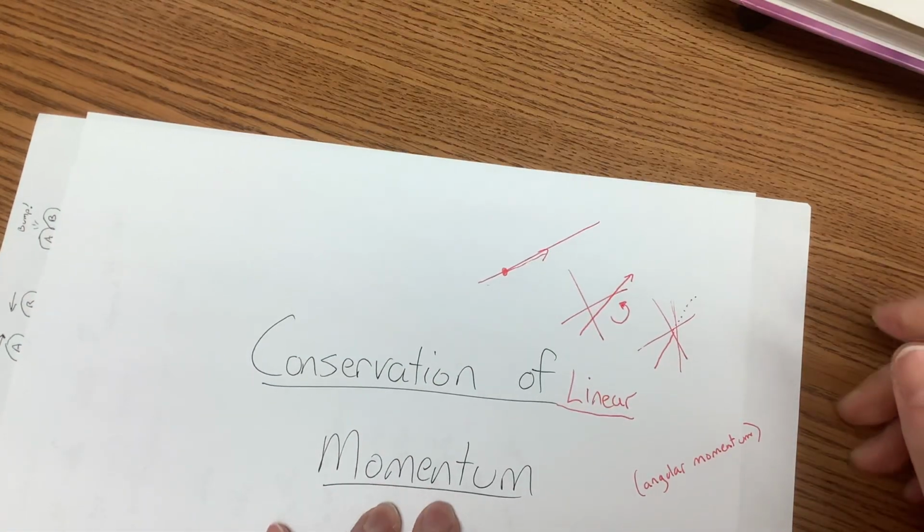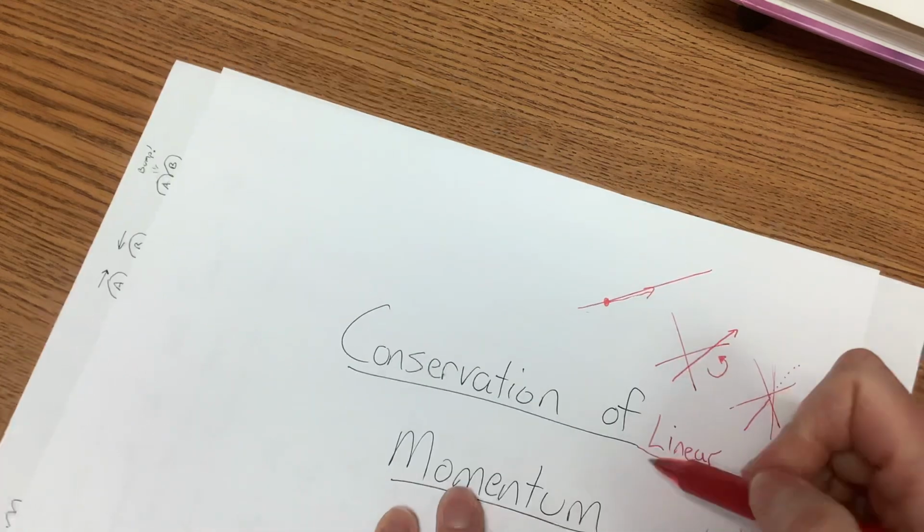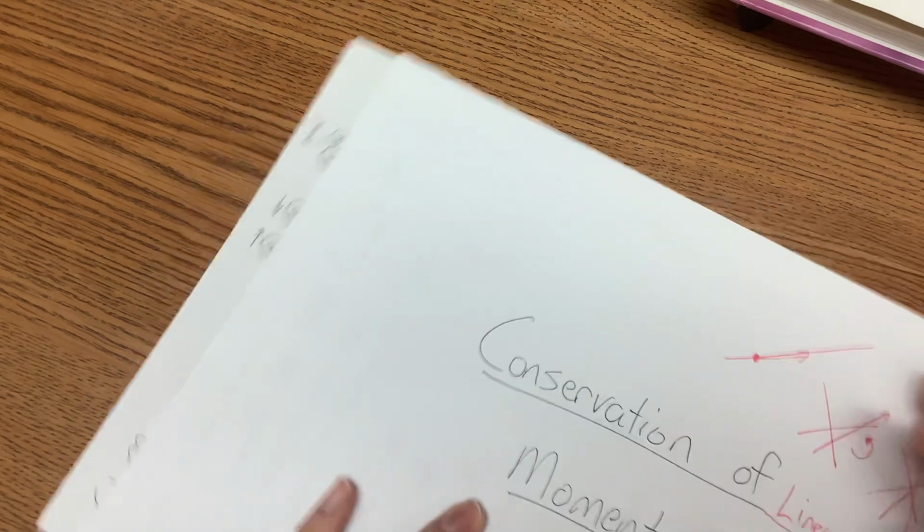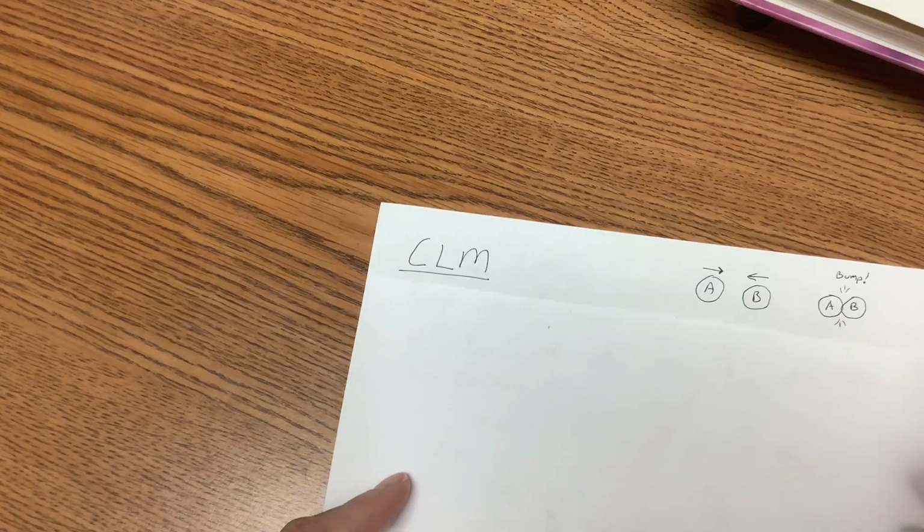Okay. So we'll talk about that more later, but we're talking about linear momentum, and nobody wants to write all of that out. And so I abbreviate it CLM. Okay. Conservation of linear momentum. And so that's what I wrote at the top of the page. I'm gonna flip this over because that's going to distract me.